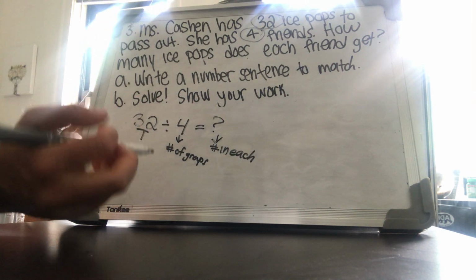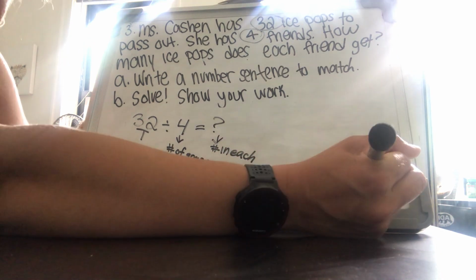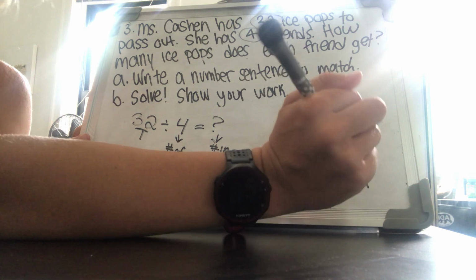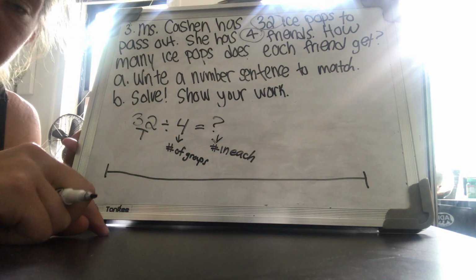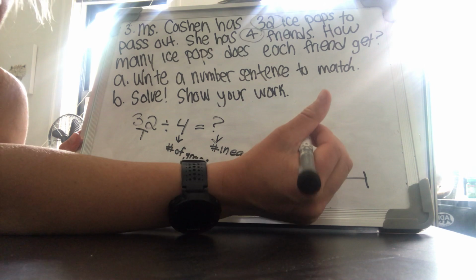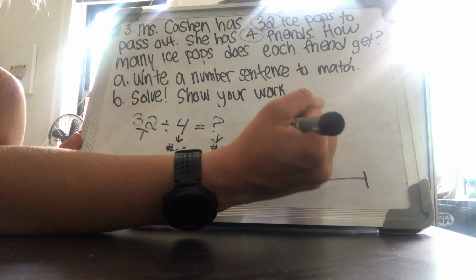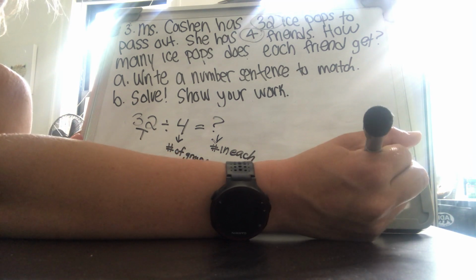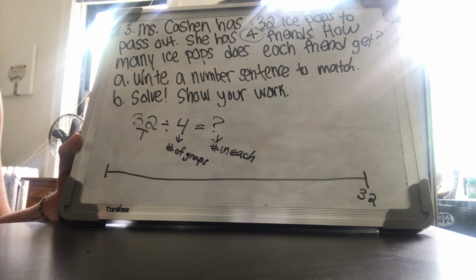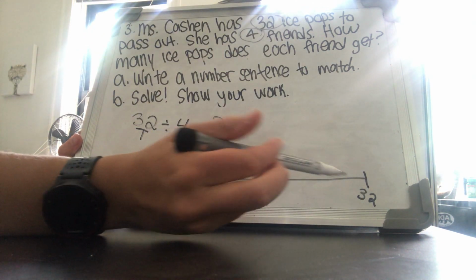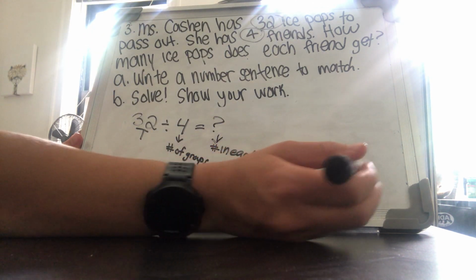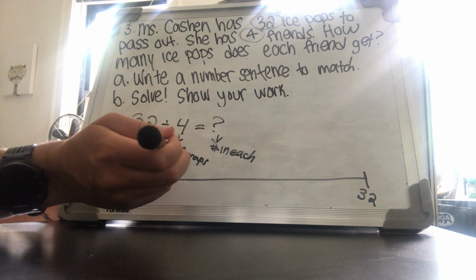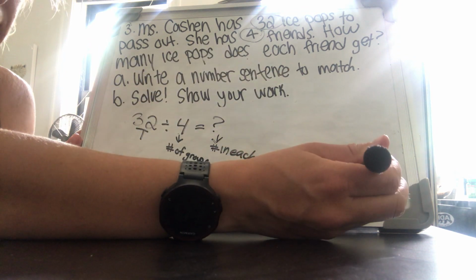So now that I have a number sentence to match, I need to figure out how many ice pops each kiddo got. Now, you could solve this problem by drawing 32 different ice pops and then making groups of 4 because 4 is the part that we know. But I'm going to instead use a number line because I think it'll be faster. 32 is where I start on the number line, and I'm going to count backwards because I know my total, but I don't yet know my parts. I'm going to count backwards by 4s because 4 is the part that I know. It's the number of groups because it's the number of friends.